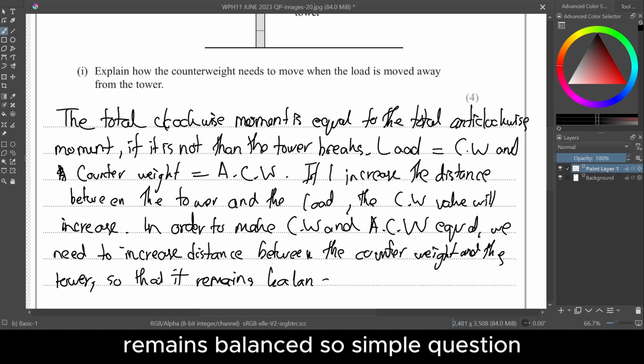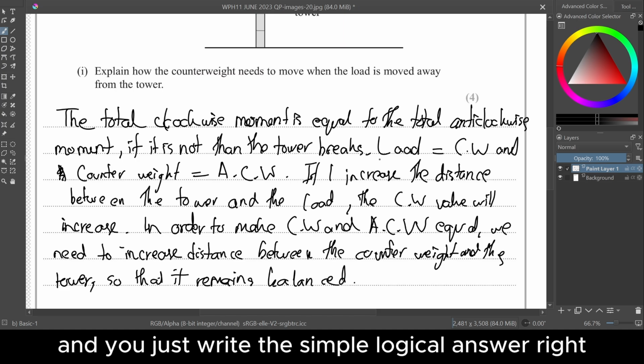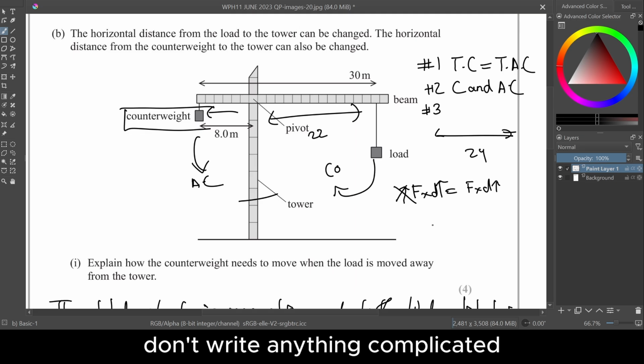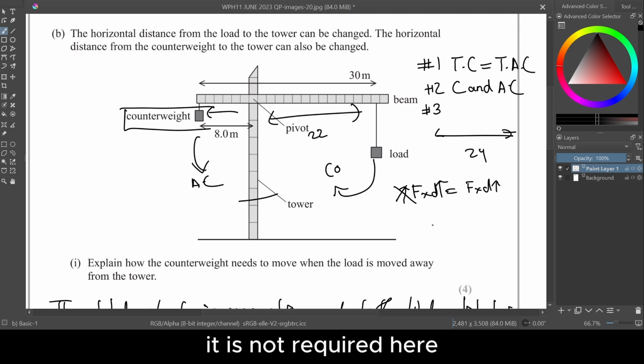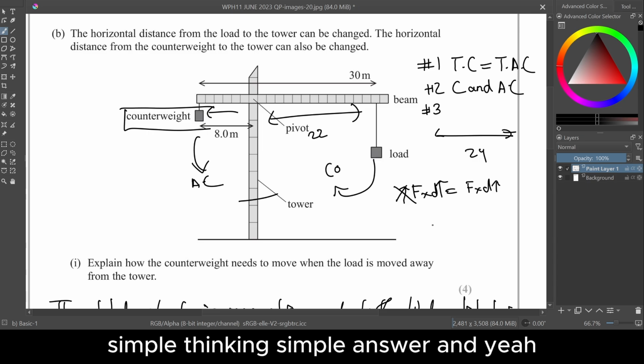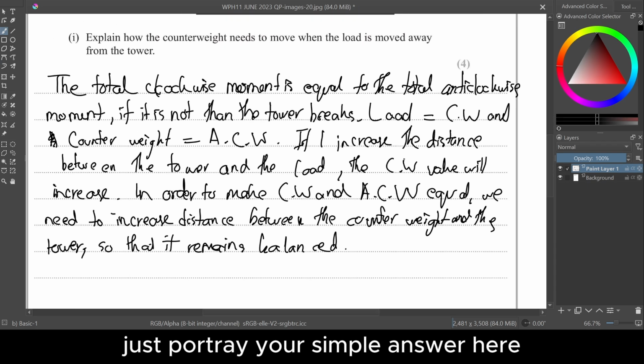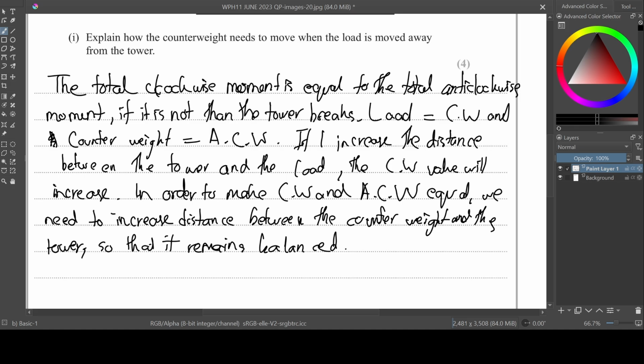So, a simple question, and you just write the simple logical answer. Don't write anything complicated. It is not required here. Simple thinking, simple answer, and just portray your simple answer here, and that's your final answer.